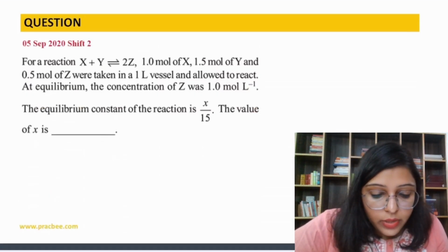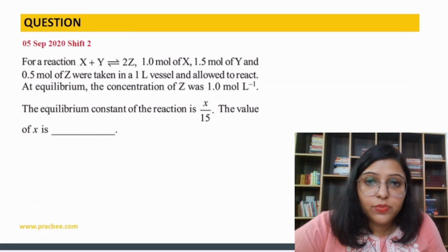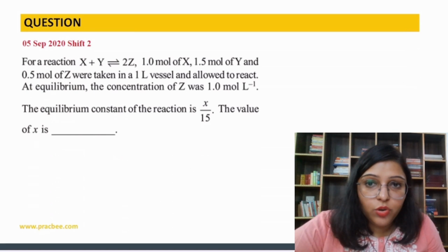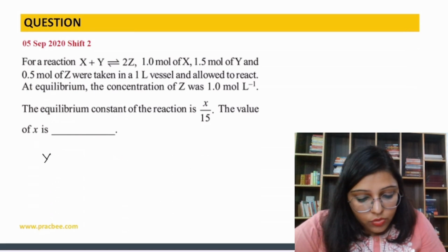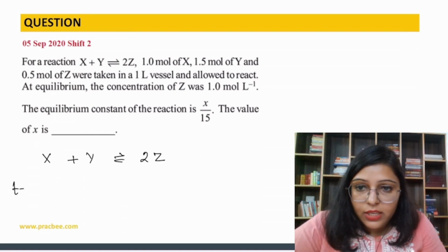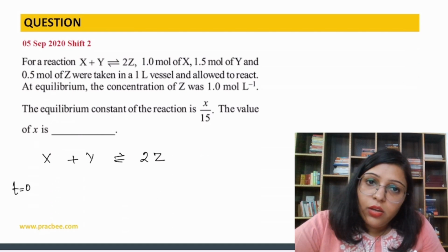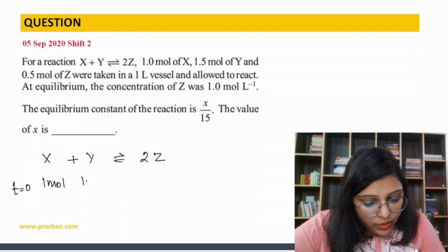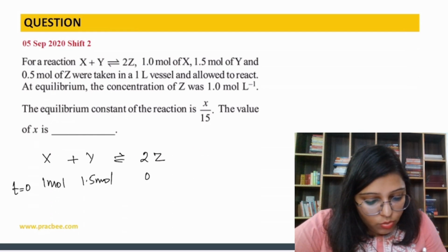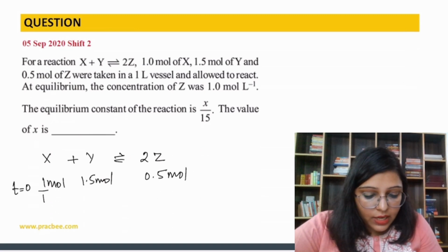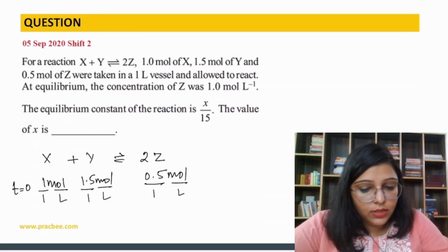Okay, now let's do the next question. For the reaction X plus Y gives 2Z, 1 mole of X, 1.5 mole of Y and 0.5 mole of Z were taken in a 1 liter vessel. So we have X plus Y in equilibrium with 2Z. At t equal to 0 we have 1 mole, 1.5 mole, and Z equal to 0.5 mole. But they are taken in a 1 liter vessel, so it means divided by 1 each, and that is going to be the concentration in mole per liter.